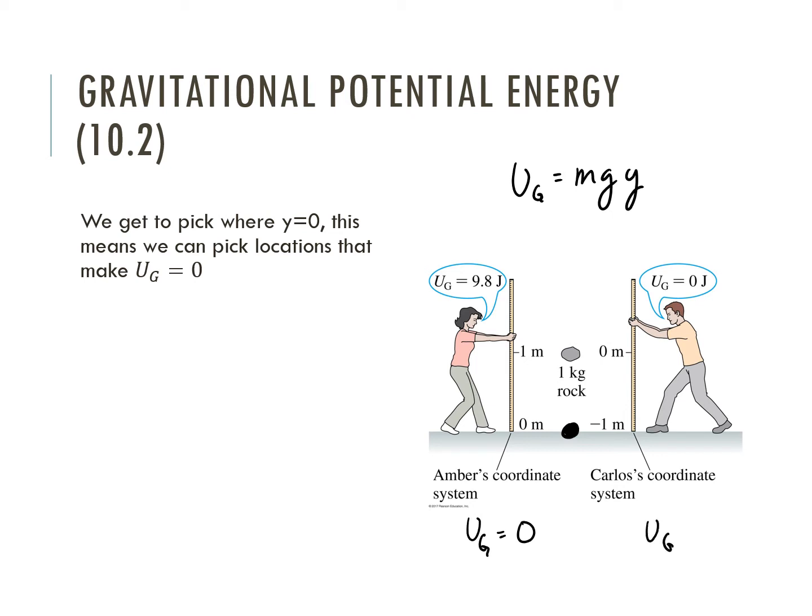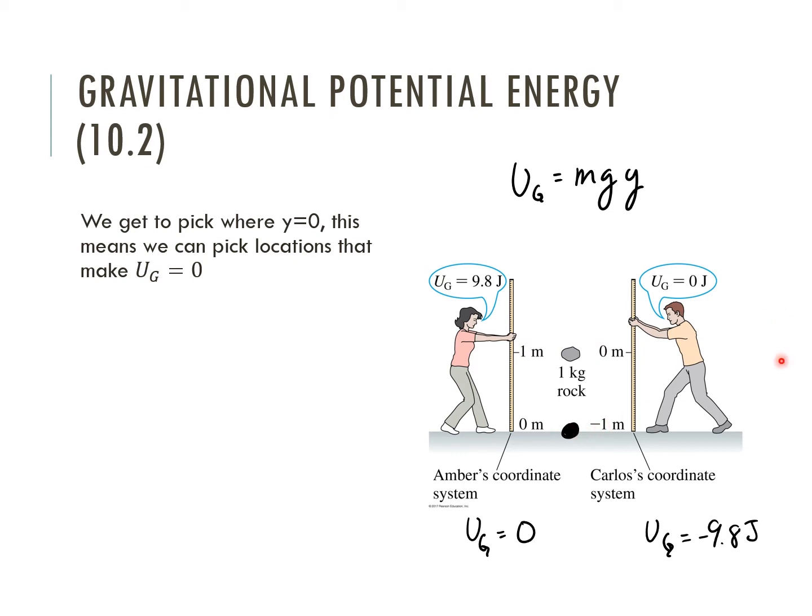And Carlos would have negative 9.8 joules because we'd have mass of 1 kilogram times 9.8 meters per second squared times negative 1. So the change in gravitational potential energy is the same for both of them, even if the actual value itself is not.